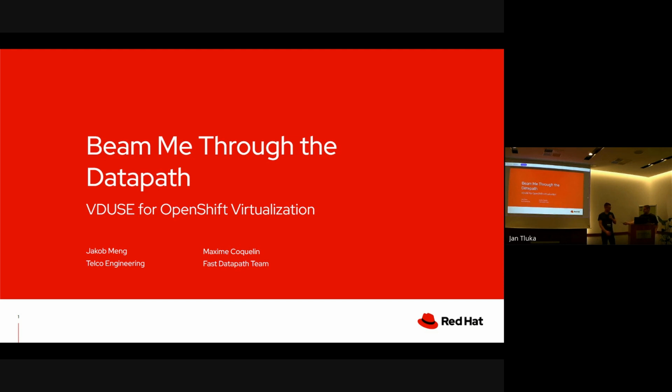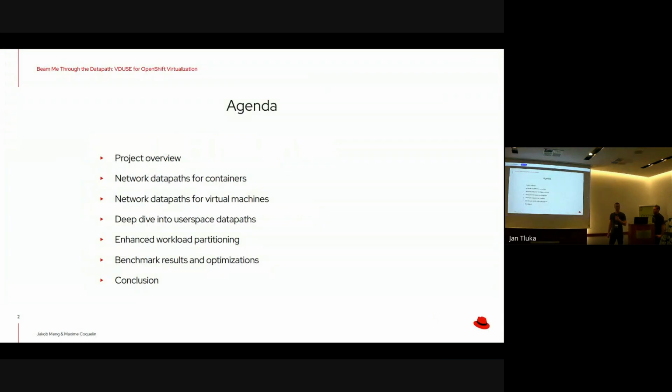Hello, everyone. We are going to talk about how we brought VDUSE to OpenShift virtualization today. First we are going to describe our mission, and then what we did already last year for containers, and then the new stuff, which is virtual machines. Then Maxime is going to explain how we do this in detail. Afterwards, we are going to talk briefly about workload partitioning if we have time, and then show the interesting numbers.